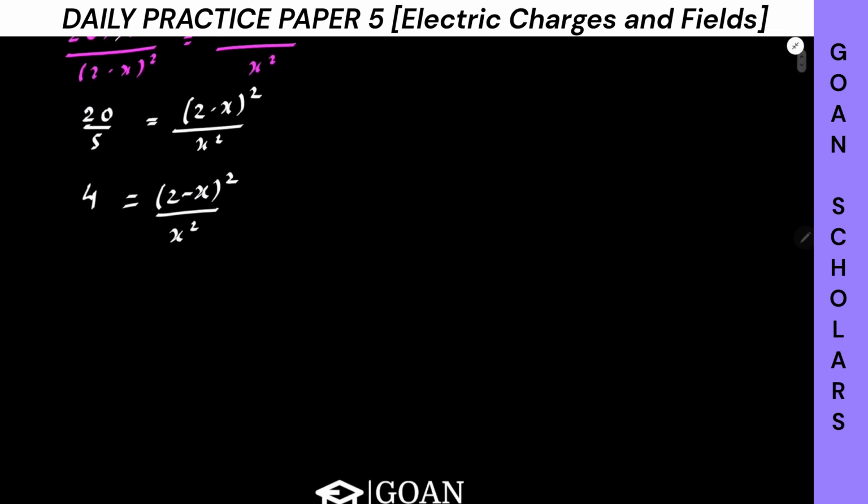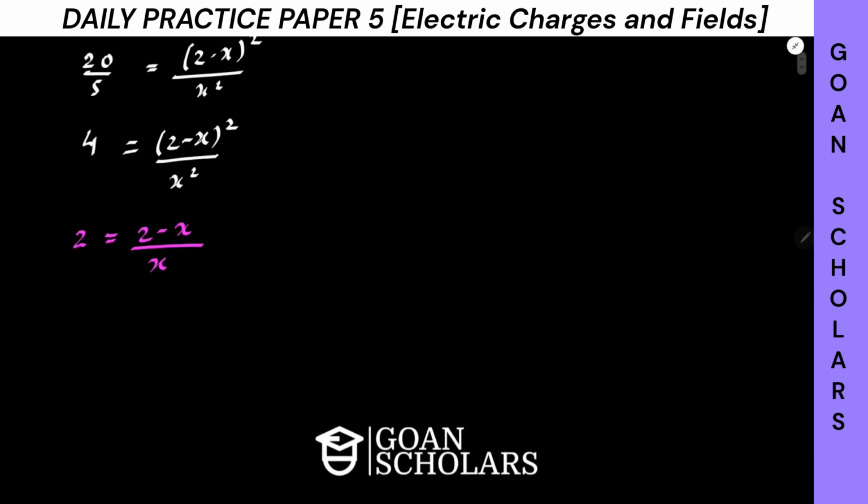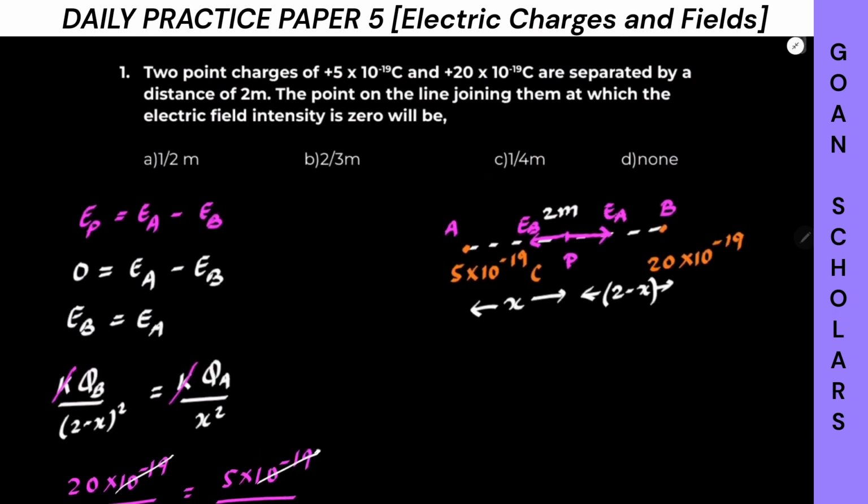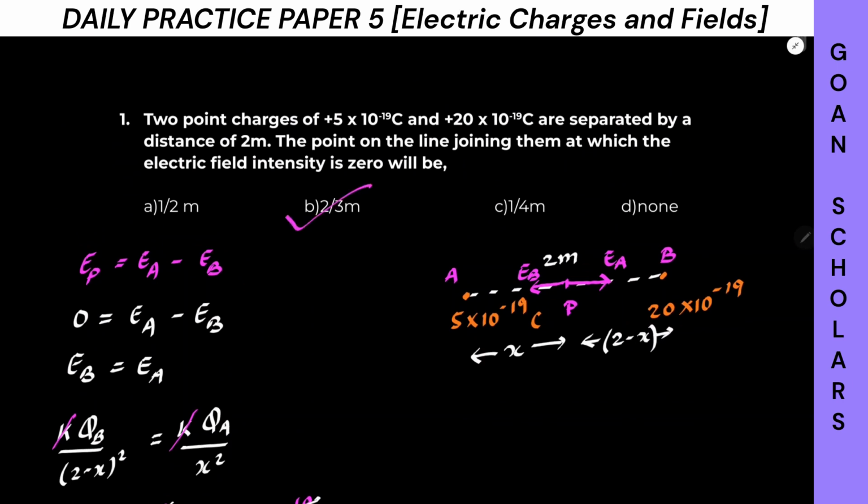Now what will we do? Now we will take the root. On taking the root, it will give you 2 equals (2 minus X) upon X. You can take minus 2 also, but you will get a negative result. Here we should have a positive result because it is in between the line joining the two charges. So 2X equals 2 minus X when you cross multiply, and take this minus X on the other side. It will be 3X equals 2. So X equals 2 by 3. At a distance of 2 by 3 from the first charge, the electric field intensity due to both the charges is 0. So here the correct answer is 2 by 3, option B.